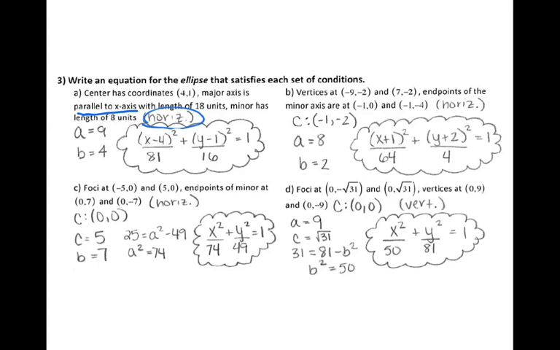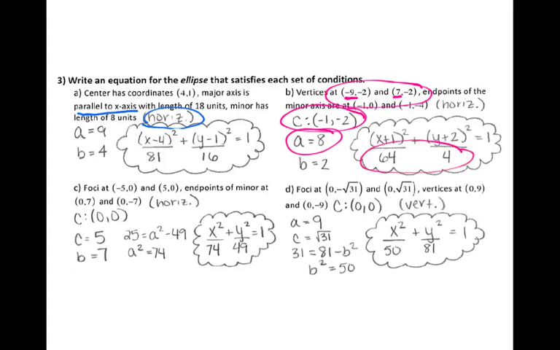For letter B, I'm giving you the vertices and the endpoints of the minor axis. So let's look at the vertices, and for the vertices, I need to find the center. If I look at my vertices, it's my x-coordinates that are different, and I'm going from -9 to 7. So that entire distance across is 16 units. I need to cut that in half, and that's what my A is, so that's 8. So I need to go 8 units away from both of those, and that puts my center at (-1, -2). So I have (x plus 1) squared plus (y plus 2) squared equals 1.